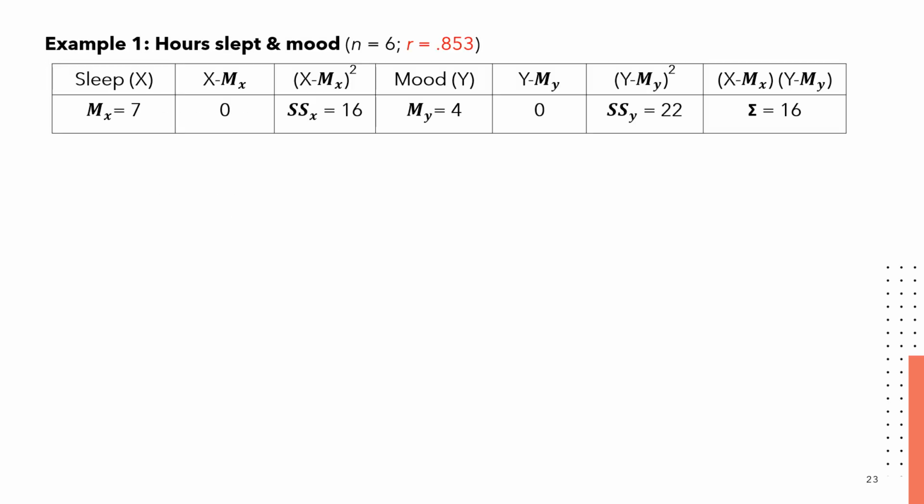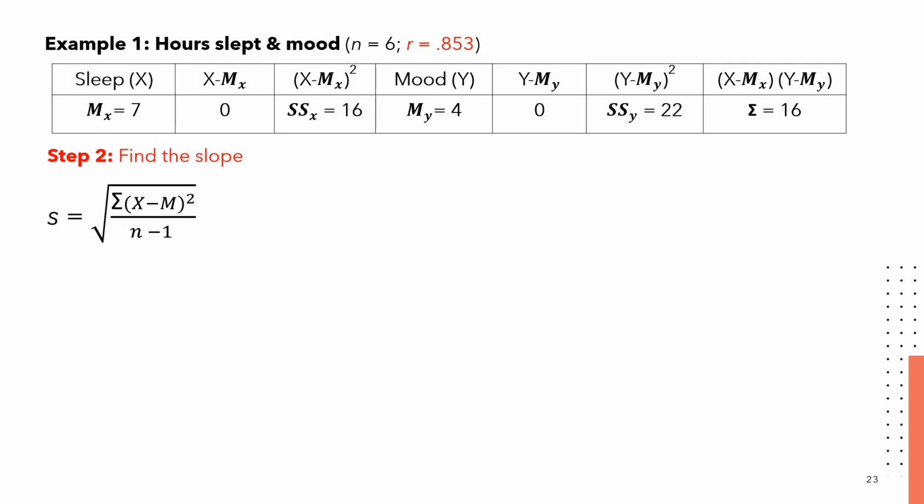Let's bring back that example from part 1, examining hours slept and mood. This is just that bottom row of our table with the calculations we have already done together. In step 1, we calculate the R value. This has already been done and is highlighted in red at the top of the screen. So we can skip to step 2, finding the slope.